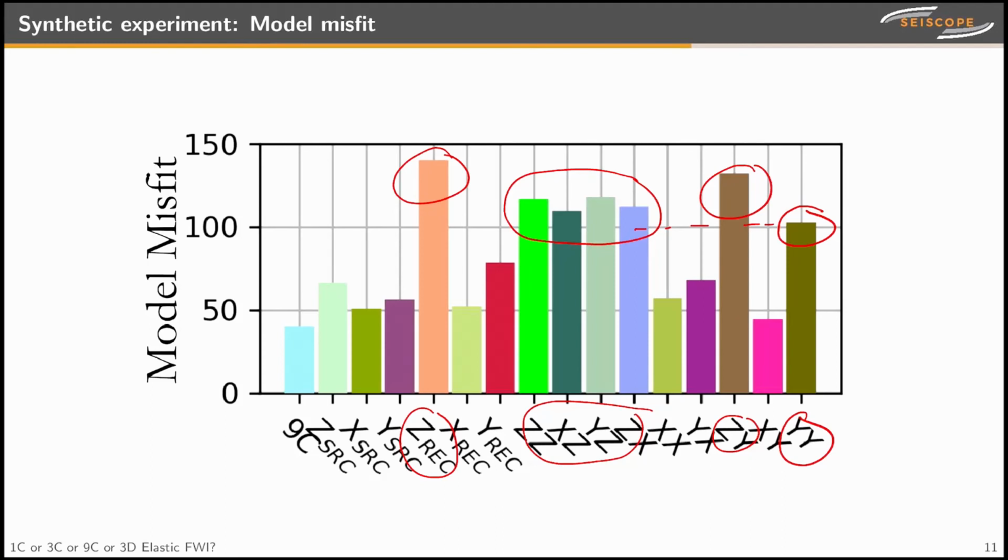And this is mainly due to the fact that we only have single component data, and it turns out that if we have single component data, we have less constraint and less illumination inside our medium. Therefore, our inversion might get stuck in the local minima as well. And this is one of the emphases of why we need to move towards multi-component data if it's possible.